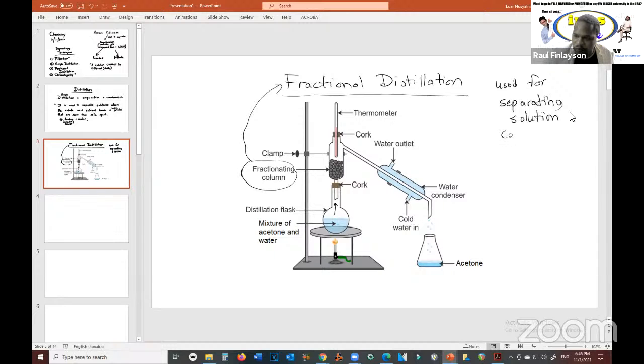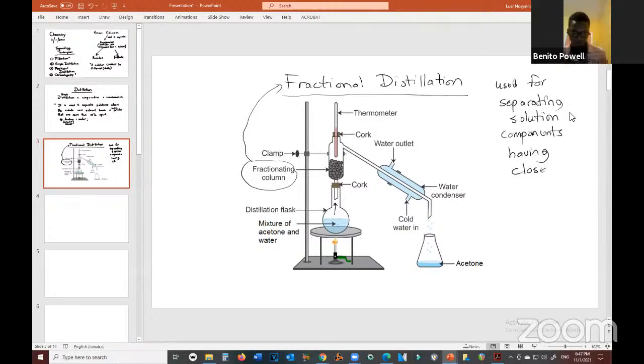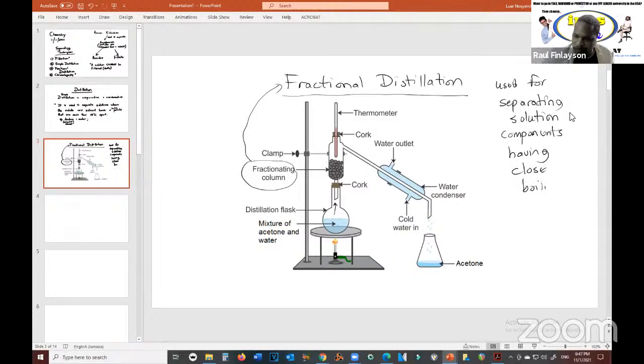Solution components with close boiling points. They use it here, but you can use it for acetone. The only reason they would use it for acetone though is to increase the purity of the acetone.